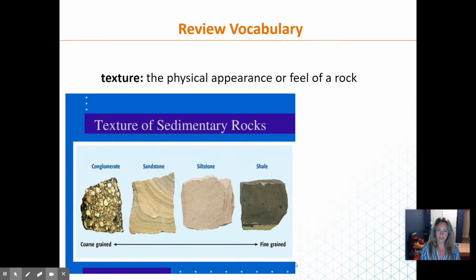All right, so if we look at the texture, we describe rocks by texture. Igneous, metamorphic, and sedimentary rocks are all described by texture. Texture is different for each type of rock. For sedimentary rock, we look at what it's made out of. So if we look at the picture on the left, conglomerate is made out of other rock fragments, little rock fragments. Sandstone is made out of sand. Siltstone is made out of kind of like a really fine sand. And then shale is made out of mud. So you can see it goes from really coarse to really fine grained. And so those would be our different types of texture for sedimentary rocks.